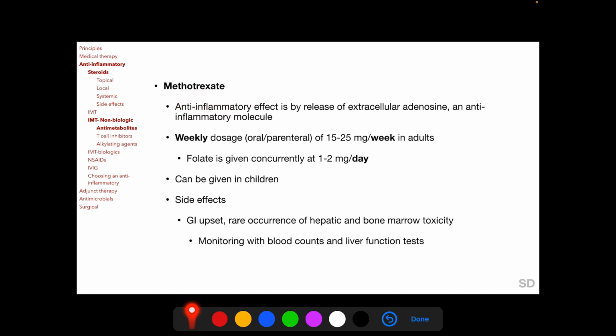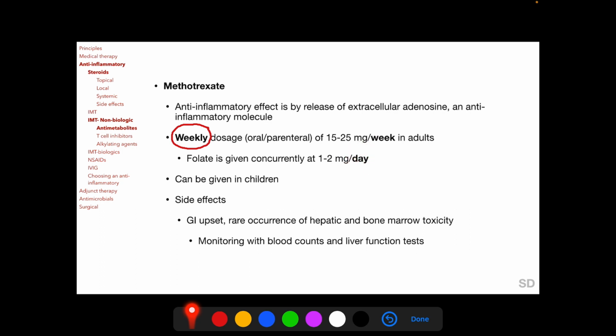Anti-inflammatory effect of methotrexate is by release of extracellular adenosine, and adenosine is an anti-inflammatory molecule. Methotrexate's inhibition of DHFR plays a role in its cancer cell killing activity but not in its anti-inflammatory effect. And it is very important to remember that methotrexate should be given as a weekly dosage, and it can be given either in an oral form or in a parenteral form of 15 to 25 mg once every week in adults, and folate is given concurrently at 1 to 2 mg every day.